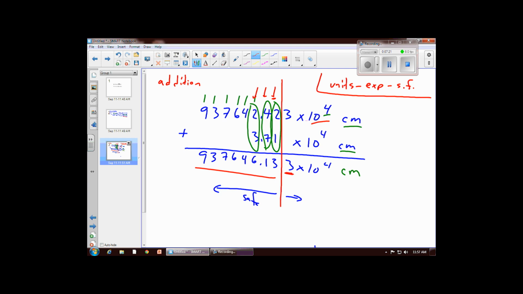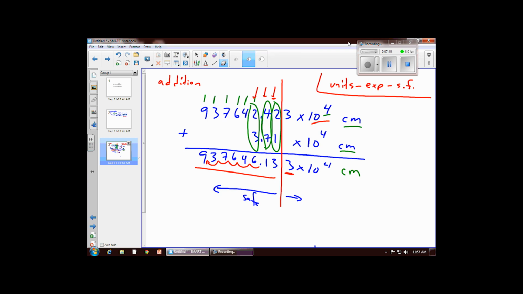So I could stop right now, and do you realize that 937,646.13 times 10 to the fourth is a legitimate answer to this problem. But we like to put it in good form, right? So in order to put it in good form, just for the reader to be able to be pleased, wouldn't we have to slide this decimal place over 1, 2, 3, 4, 5 lefty? Wouldn't that make my exponent 5 largey?